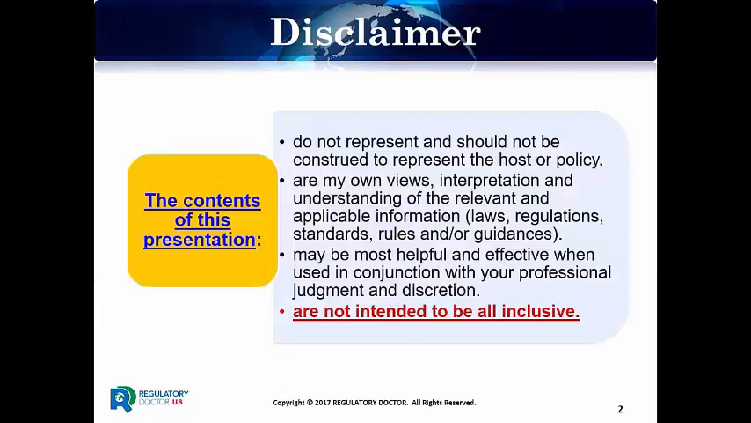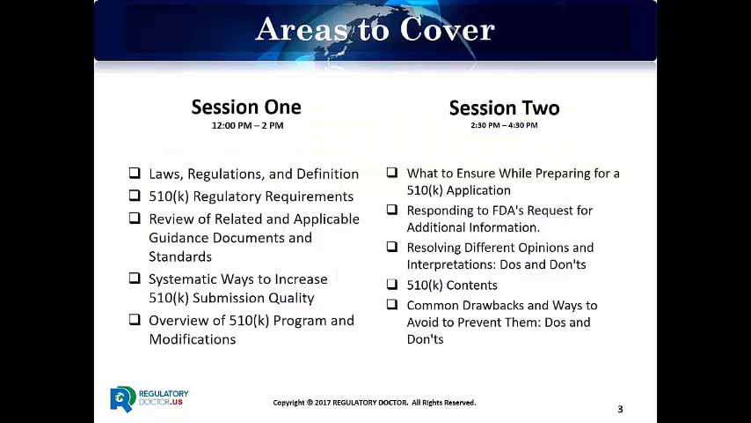This is a general disclaimer for your own review: the entire content of this presentation is not intended to be all-inclusive. In other words, although I prepared what I believe is the best content for today's workshop purposes, you may have some questions that you'd like to get answered. If that's the case, you may raise your questions during the Q&A session, and I'll be more than happy to address any of your questions.